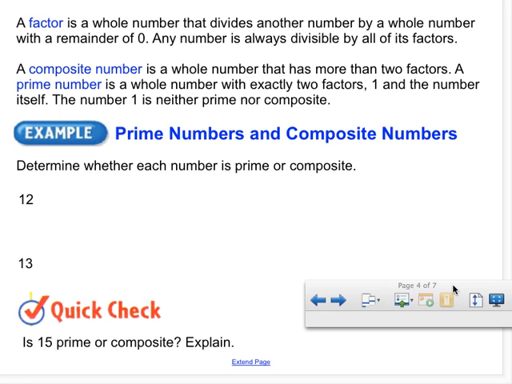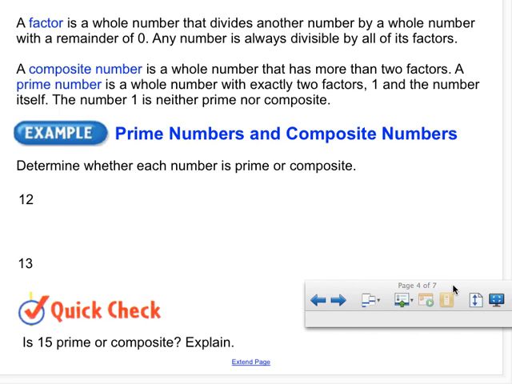Now, I want to talk to you guys about the difference between a factor and a multiple. So a multiple is the number times another whole number. A factor is if I have a number, what numbers will divide into that number. So let me give you an example. Multiples of 12. Give me some multiples of 12. 12, then what? 24, then what? 36, then what? Okay, those are multiples.